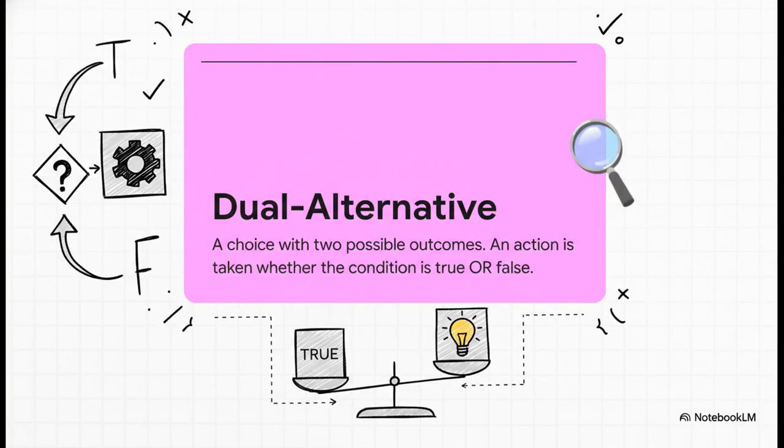But what if you need a plan for both possibilities? That's where the dual alternative comes in. This is your classic if-else statement. If the condition is true, you do one thing. Else, if the condition is false, you do a totally different thing. It covers all your bases.